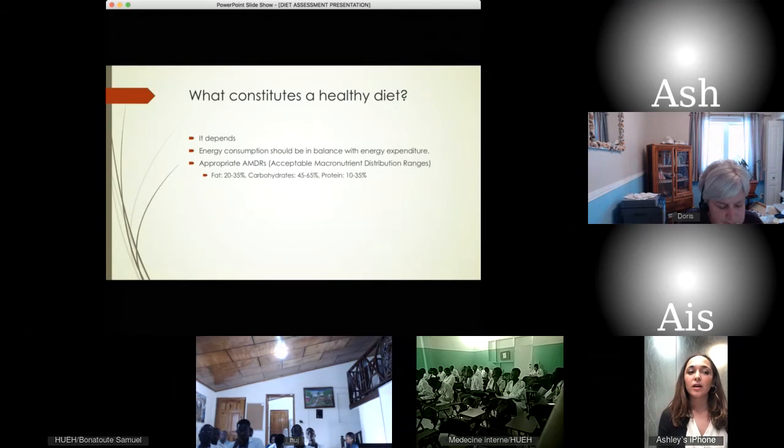Another way to look at it, there's something called the AMDRs, which stands for Acceptable Macronutrient Distribution Ranges. And this is getting a little bit more detailed of what our diets should be composed of. So fat should be somewhere between 20 and 35% of our calories, carbohydrates 45 to 65%, and protein somewhere between 10 and 35%. And if people are meeting macronutrients in those ranges, then they're hitting their needs. But again, that's not really getting at too much of the quality of the types of foods people are eating, and there still can be deficiencies even within that.